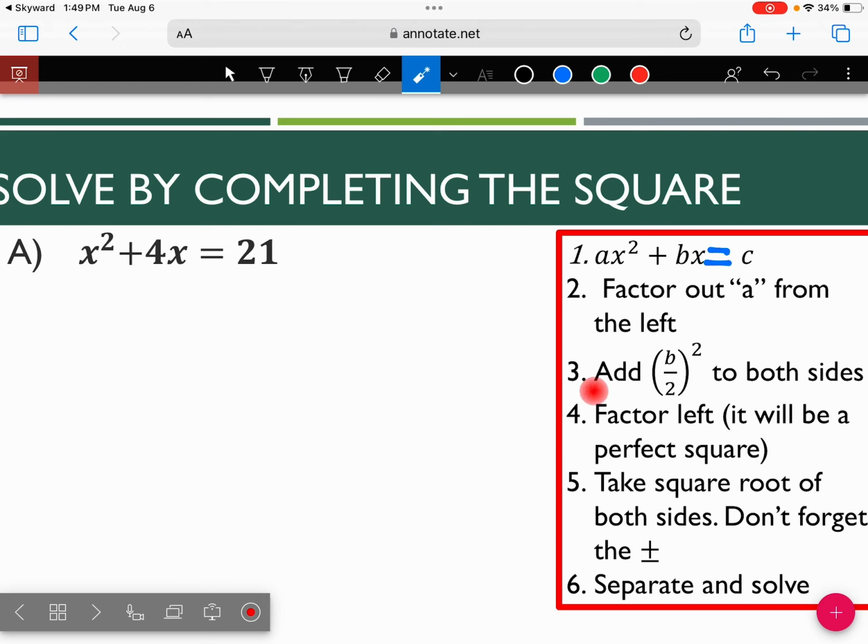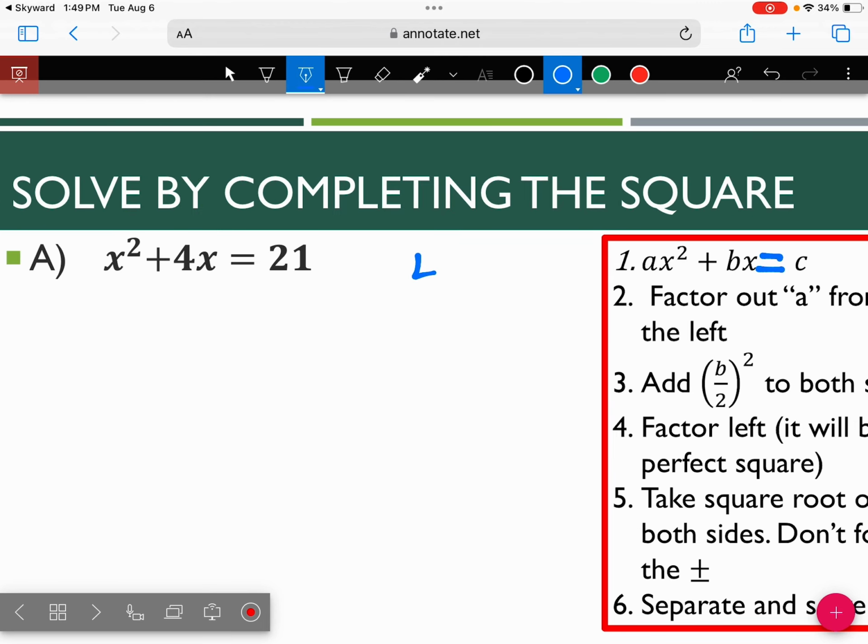So now let's go to step 3. Step 3, add B over 2 squared to both sides. So what is B? 4. So I want you to take 4 divided by 2 and square it. So figure out what that number is. 4 divided by 2 squared. 4. So that's the number I'm going to add to both sides.